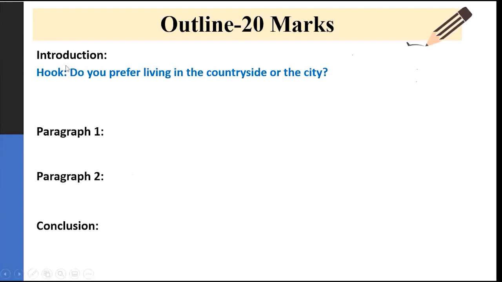In the introduction, I used the following hook. أنا مو حافظة مثلا مقولة فكونت سؤال من سؤال التعبير. Okay, it was telling us in the question, some people prefer living in the countryside وقال لنا في ناس ضد, they are against it. فأنا I made a question. Do you prefer living in the countryside or the city? Okay, so that's a normal and proper hook. Is there a question?